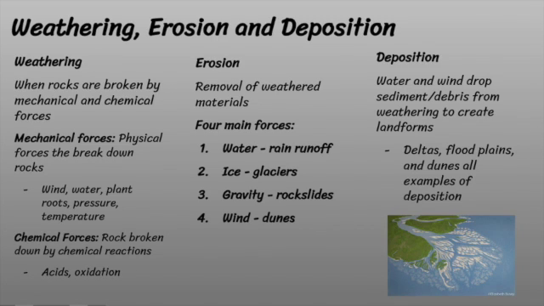All right, last but not least, we have deposition. So when water and wind drop sediments from one area to another, it builds up new landforms and land masses. And we've talked a little bit about this in class, but deltas, floodplains, and dunes are all examples of deposition. Through the forces of weathering and erosion, that material is moved, deposited elsewhere, and then we have new landforms being built from that.